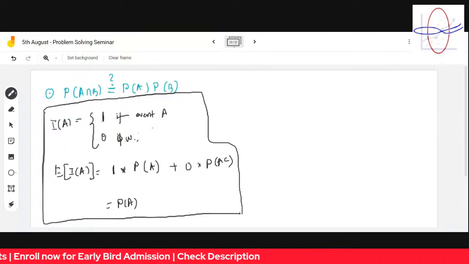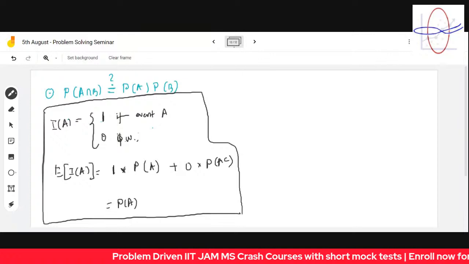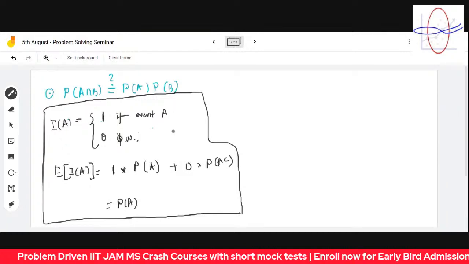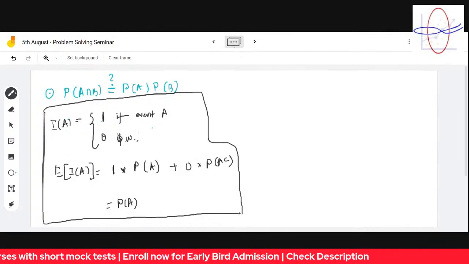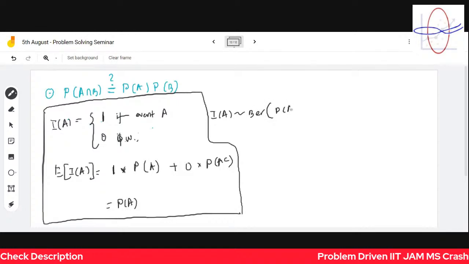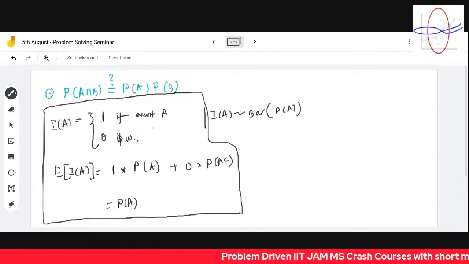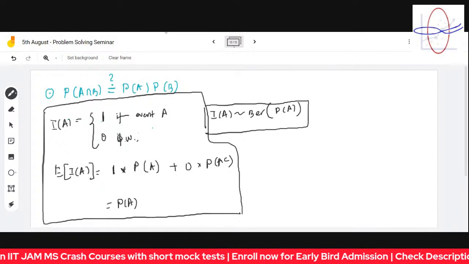There is no thing like when to use indicator random variables. It's a mathematical way of writing, and it becomes understandable as you gain experience. It's just when you want to mark one certain event and leave the rest. In fact, the indicator random variable is a Bernoulli random variable with probability A, since I will be 1 with probability A only. So this is what the indicator random variable is.